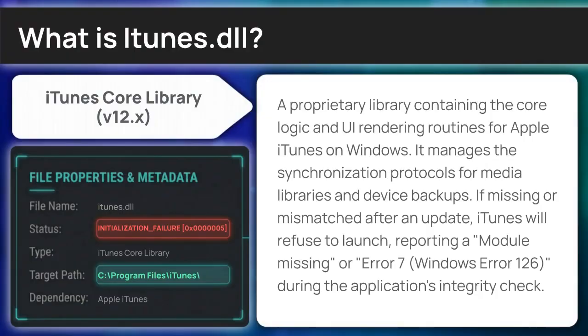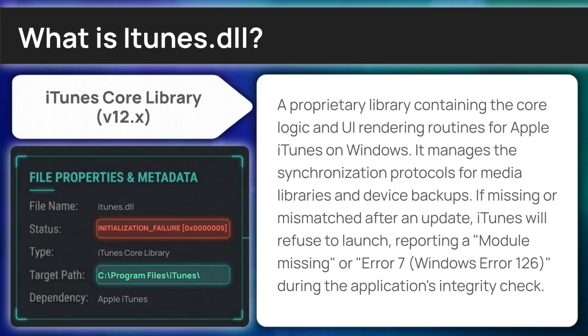This is the iTunes Library, a proprietary library containing the core logic and UI rendering routines for Apple iTunes on Windows. It manages the synchronization protocols for media libraries and device backups. If missing or mismatched after an update, iTunes will refuse to launch, reporting a module missing or error 7, Windows error 126, during the application's integrity check.